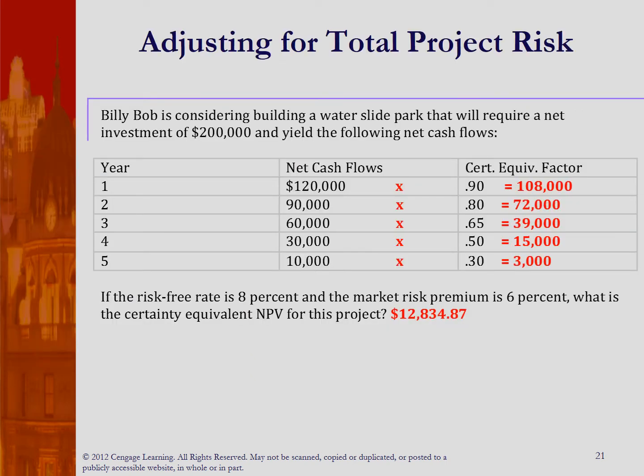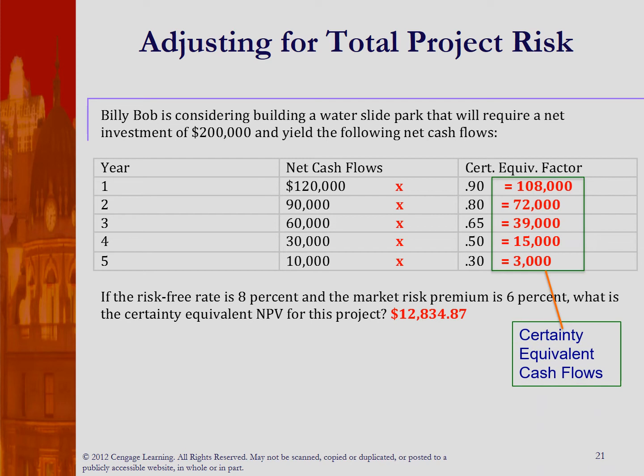Here is another example of calculating certainty equivalent net present value. We multiply risky cash flows with certainty equivalent factors to obtain certainty equivalent cash flows. We then use certainty equivalent cash flows and the risk-free rate to obtain the net present value.